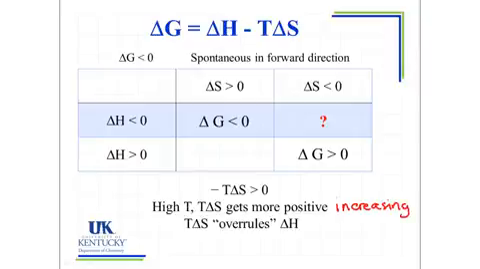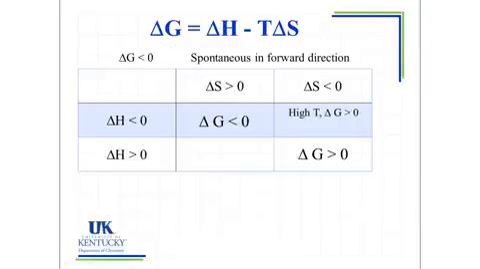And therefore, the T delta S term will overrule delta H. It will more than compensate for the negative of the delta H by its large positive value. Therefore, delta G will be positive. So at high temperatures, delta G is greater than 0. Remember, to be spontaneous, the delta G value must be less than 0.